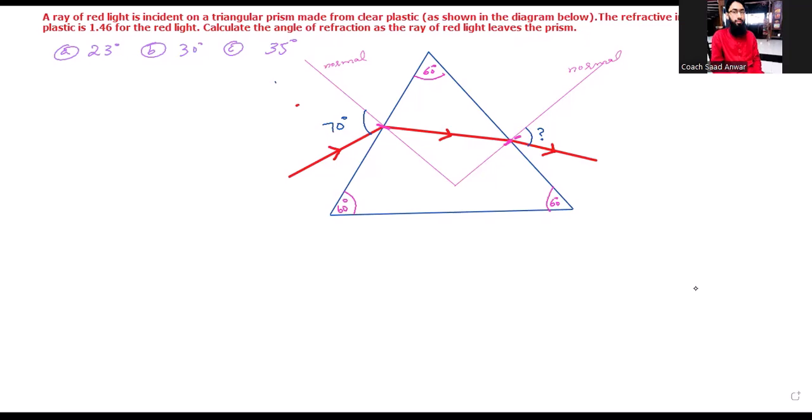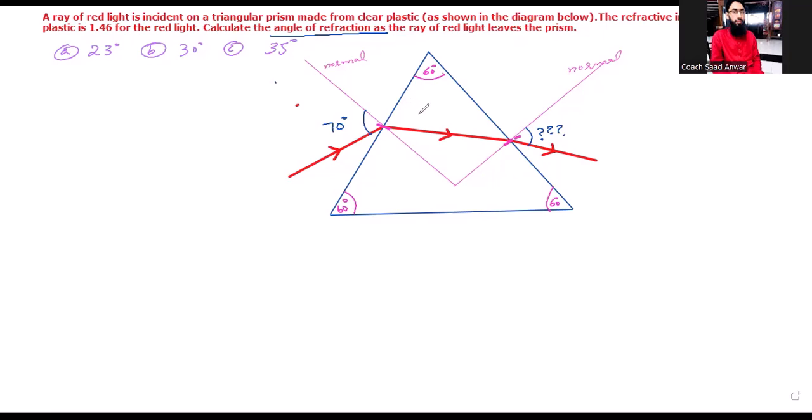Hello everyone. Today we are going to solve a challenging physics question. This is about the reflection and refraction topic. The question is in front of you. We have to find the angle of refraction, which means we have to find this angle. This is the data they have given to us.